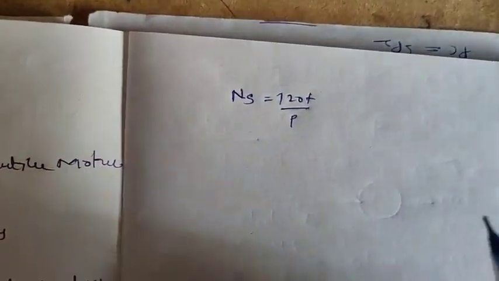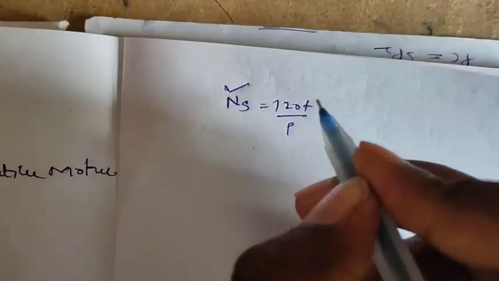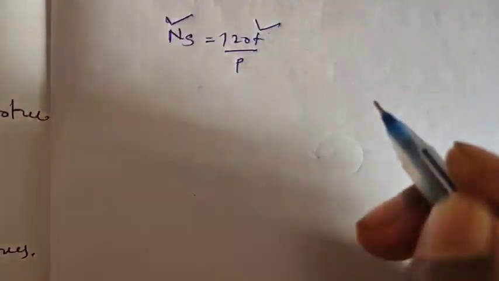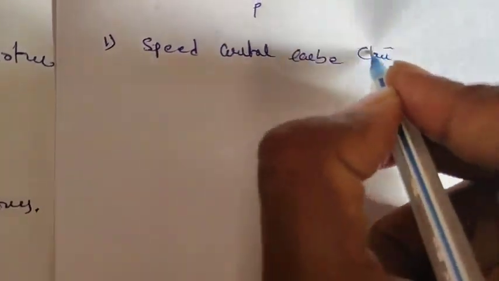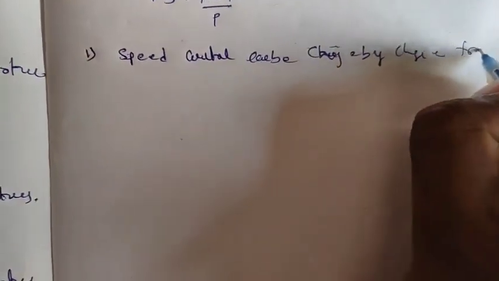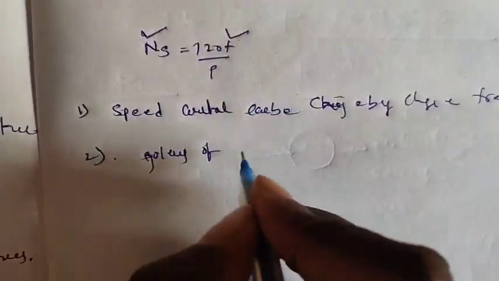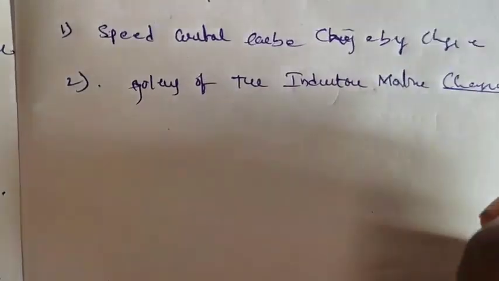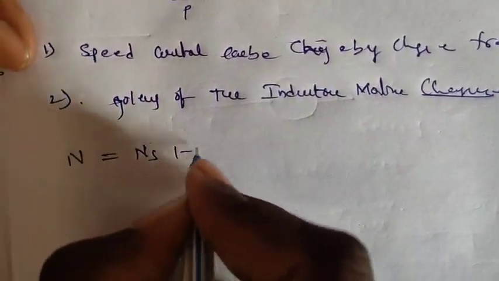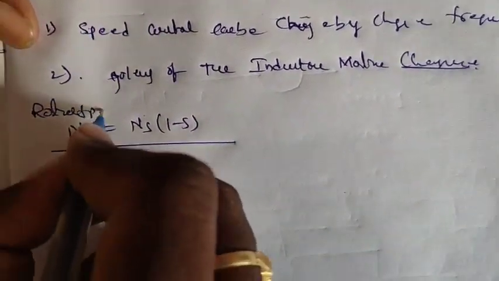The induction motor speed is the synchronous speed, 120 f by P. The speed can be changed by changing the frequency or by changing the poles of the induction motor, and the rotor speed is N equal to Ns into (1 minus s).